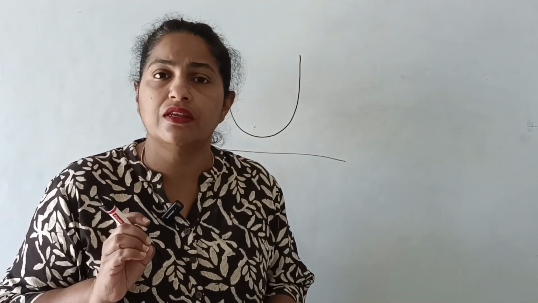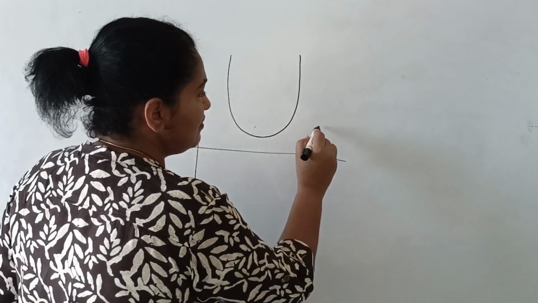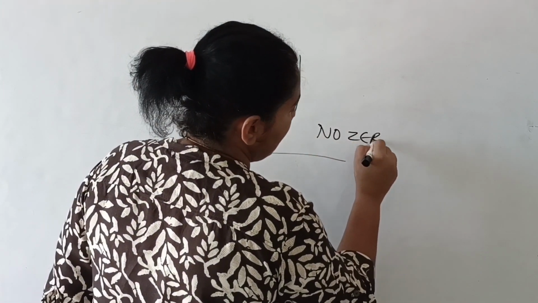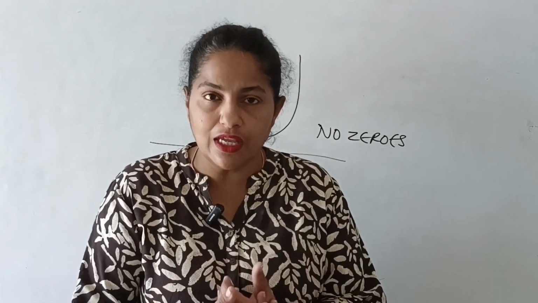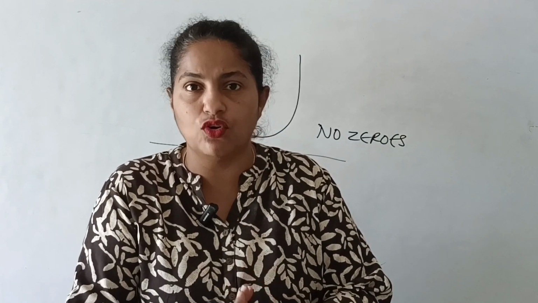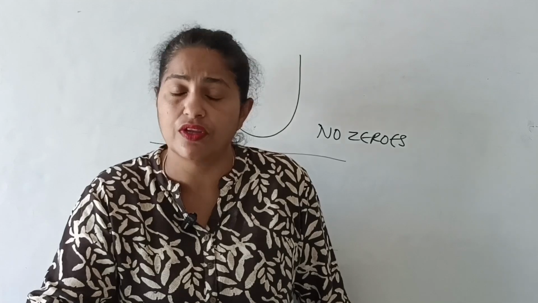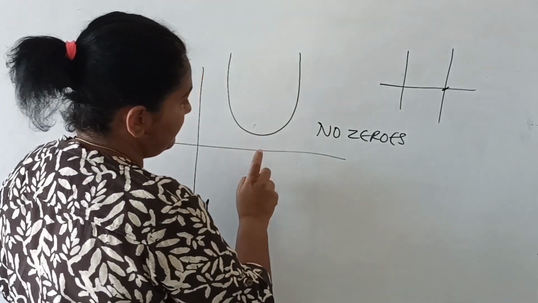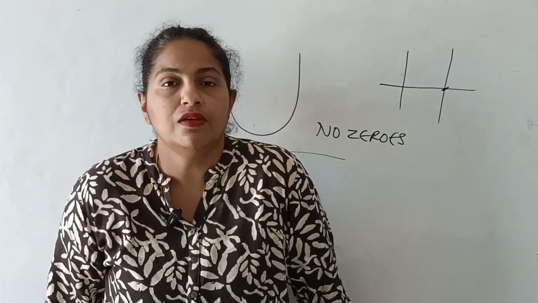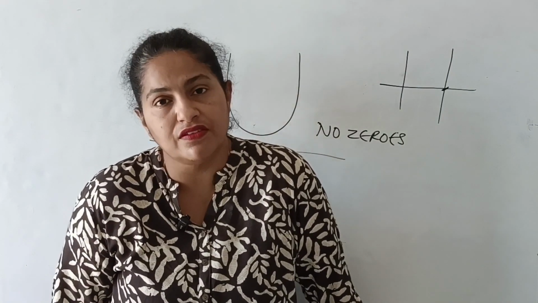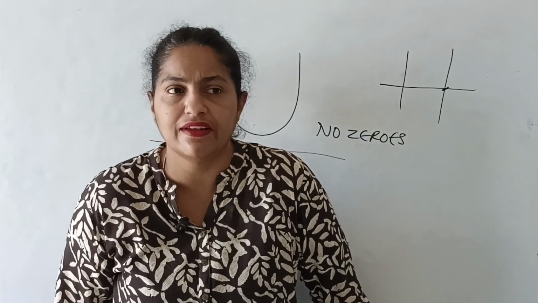What does this mean? It means that because this parabola is not touching the x-axis, this parabola has no zeros. See, unlike a linear polynomial, which definitely has a zero, because when you extend a linear polynomial, it will definitely cross the x and the y axis at some point. In the case of a parabola, sometimes we get quadratic polynomials that do not have any zeros. Even algebraically, when you are trying to solve, you will not get zeros. The final answer will be no zeros.